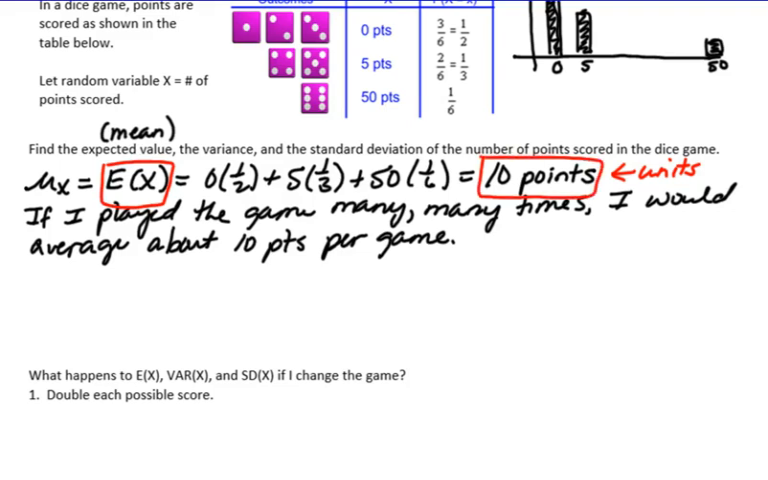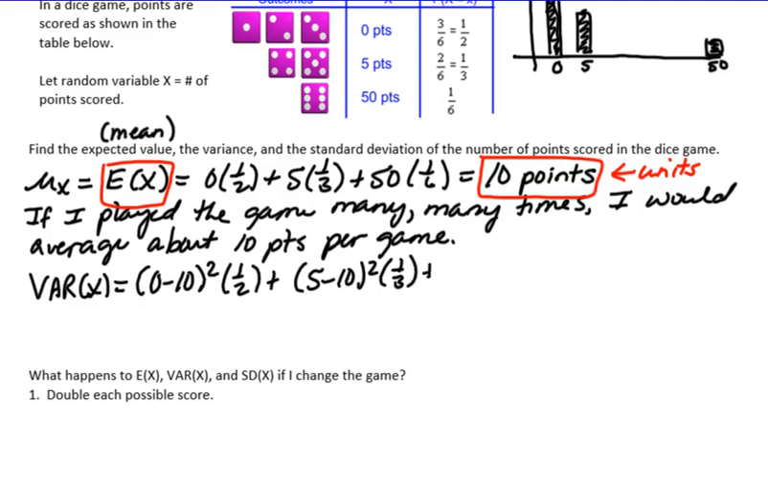Now let's find the variance of x. The variance of x is each of the values 0, 5, and 50 minus the mean, squared, times its probability, and we add those up. So 5 minus 10 squared times 1/3 plus 50 minus 10 squared times 1/6. And when we add this all up, we get 325. Notice each of these is the difference between how far away each value is from the mean. We square those to make them all positive, and then multiply by the probability of them happening.